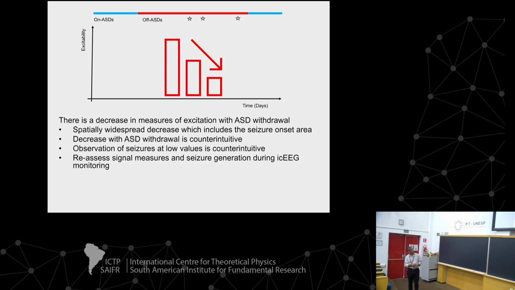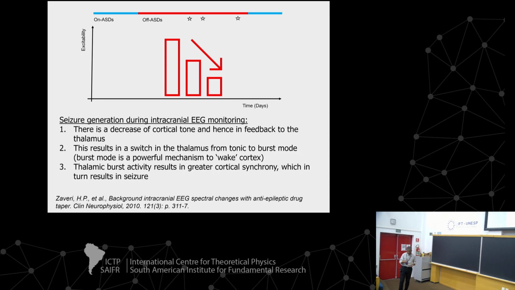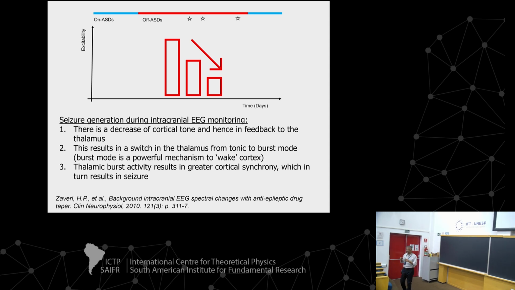This decrease with anti-seizure drug withdrawal is counterintuitive. The observation of seizures at low values is counterintuitive. It requires us to reassess our measures and seizure generation during intracranial EEG monitoring. So we thought about this a bit, and this is our hypothesis, which informs how we are doing our research. We're arguing that in seizure generation during intracranial EEG monitoring, there's a decrease of cortical tone.